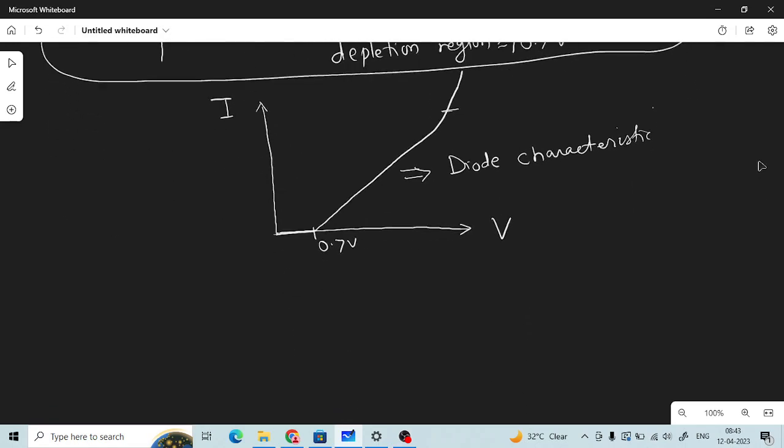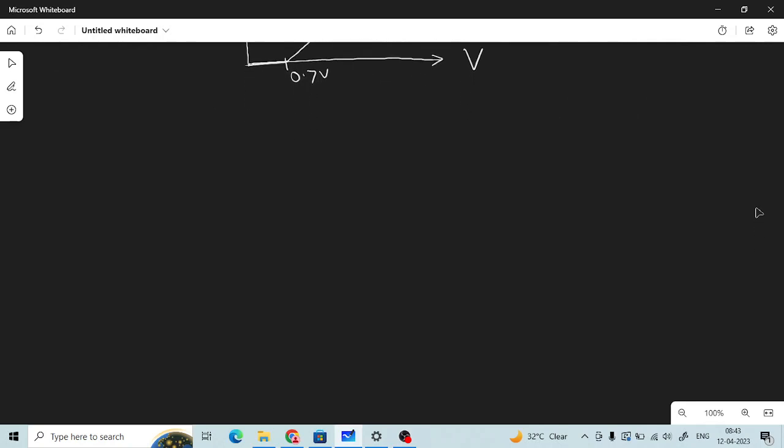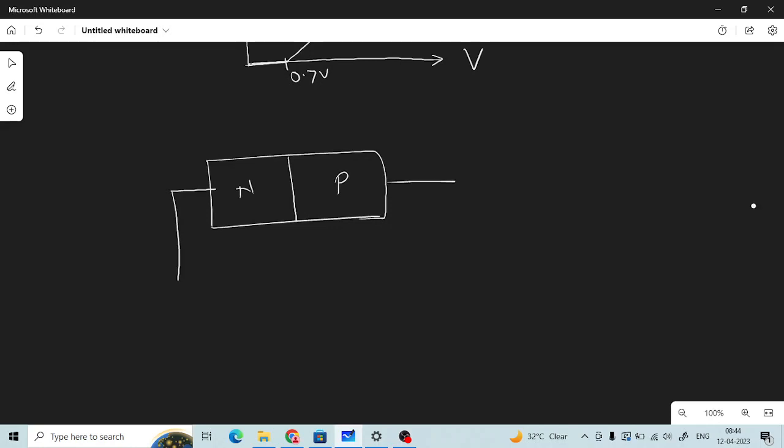Now what about the reverse bias? We'll go for reverse bias and then we'll stop there. So in reverse bias, I'll just draw only the N and P region. Now we know that there are holes in P and the electrons in N. And now we are connecting this N region with the positive terminal, whereas the P region with the negative terminal. And of course this potential is very high. So what happens here? And then we'll just put some ammeter here.